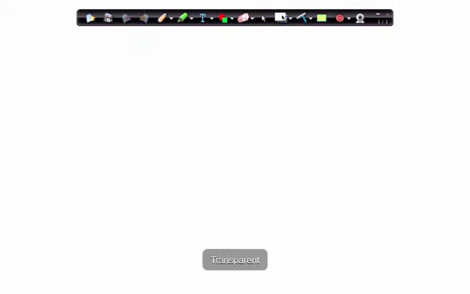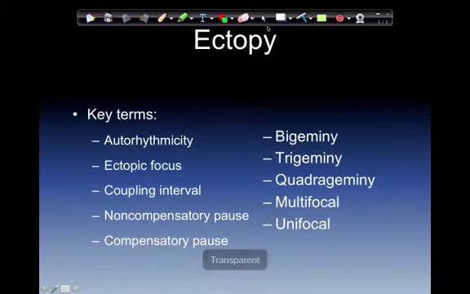Let's clear this off. Bigeminy, which means every other beat. Trigeminy, which means every third beat. Quadrigeminy, which means every fourth beat. Multifocal, very simply, means it's coming from different focal points. And unifocal means it is coming from one. One, many, every fourth, every third, every other.